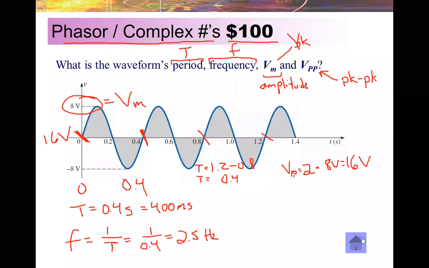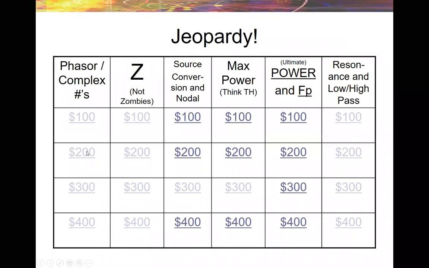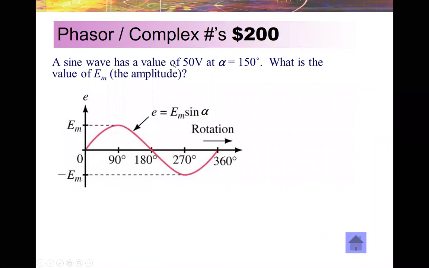All right, let's look now. We'll clear this. Go back to 200, right? A sine wave has a value of 50 volts when its alpha is 150. Now, what is the alpha?